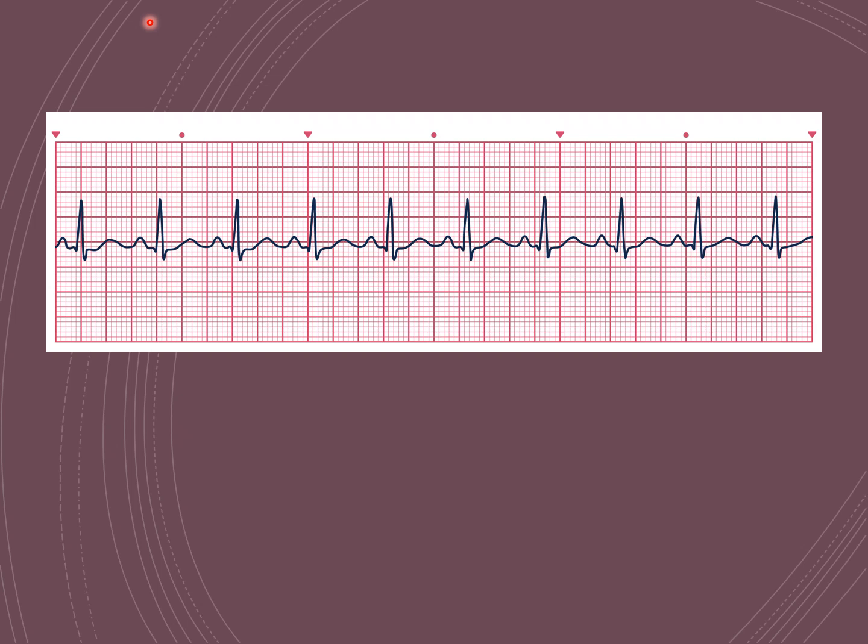This method is normally used for regular rhythms, and it is a little bit more precise. So we're going to pick any 2 consecutive R waves. So we have our P, Q, R, so the 2 tall spikes. These 2 are right next to each other. We're going to count the large boxes in between them. So we have 1, 2, 3 large boxes in between them.